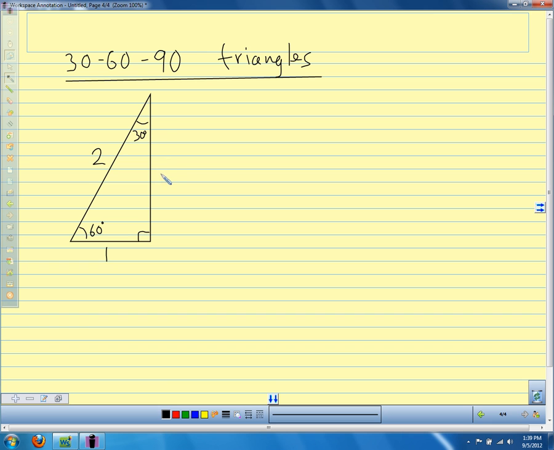Anybody remember how the long side is related to the short side? It has to do with square root 3, but rather than the 2, it's just the short side times square root 3. So this is going to be the square root of 3 units long. Once we knew these two, we could figure this out with the Pythagorean theorem. So this relationship is going to hold for any 30, 60, 90 triangle.